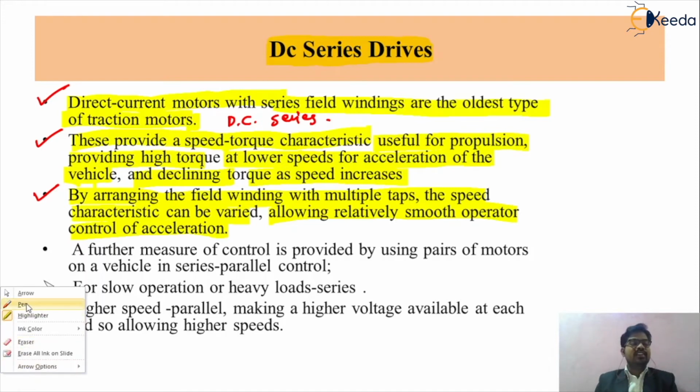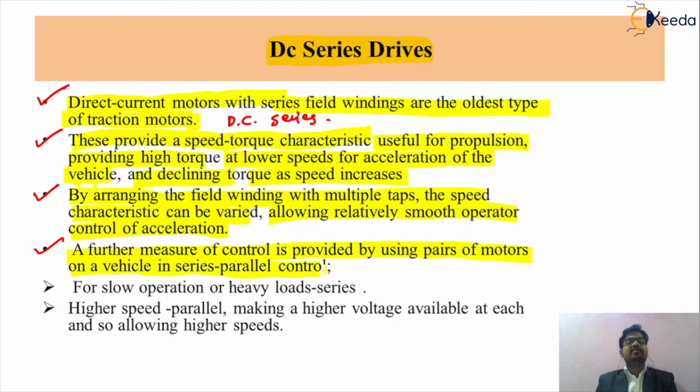If you want to increase the speed of your drive, or reduce the speed of your drive, then what will happen? A further measure of control in concern with the DC series motor is provided by using a pair of motors on a vehicle in series and parallel control.